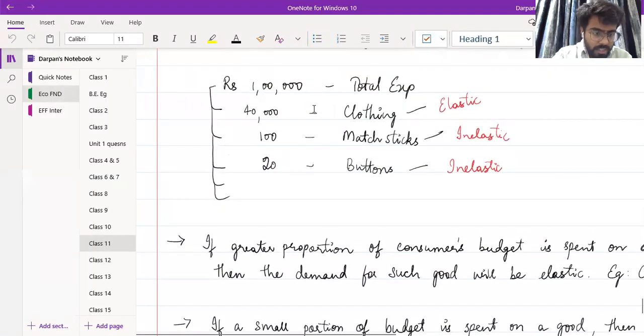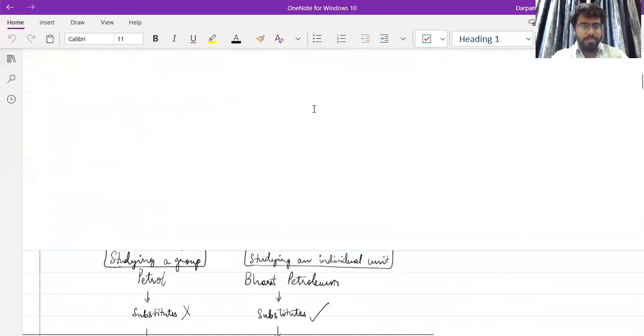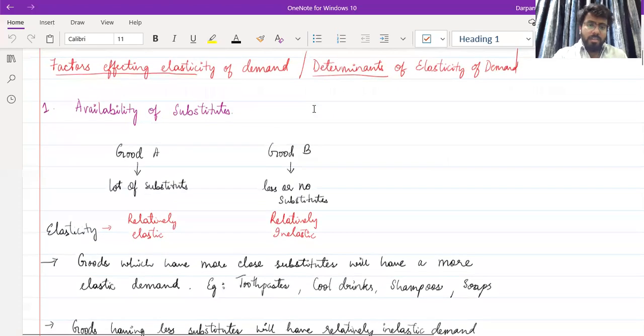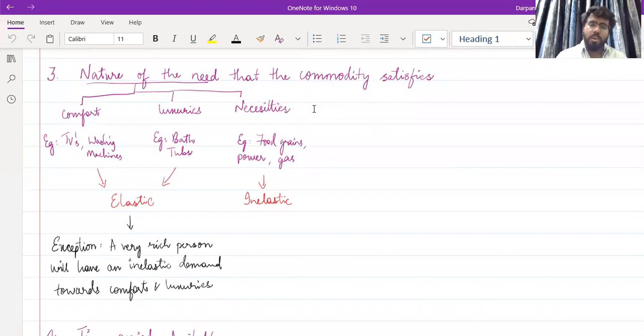Let's move on to the next class. Class 12. Availability of substitutes we covered, and nature of the need that the commodity satisfies, correct? Depending on whether it is a comfort, luxury, or a necessity. If it is a comfort or a luxury, it will be relatively elastic, but if it is a necessity, it will be inelastic, right? As we saw, the law of demand doesn't work here. So if the prices are changing, the demand is not getting affected. That means it is inelastic, correct?